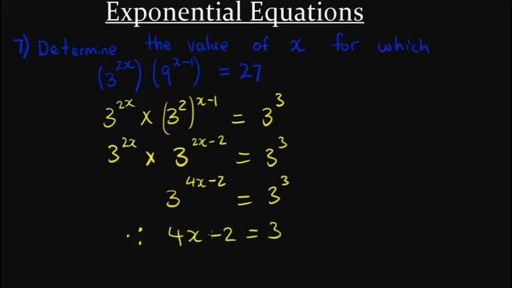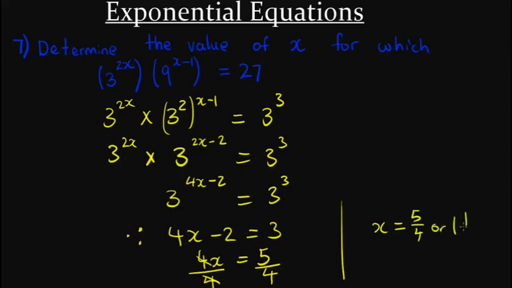We get rid of this minus 2 by adding 2 on both sides. So we're left with 4x is equal to 5. And we divide both sides by 4 to get rid of the 4 multiplied by the x. So we're left with x is equal to 5 over 4, or 1 and a quarter.